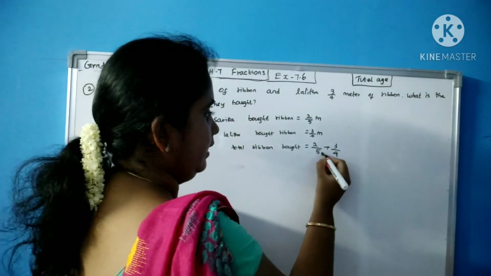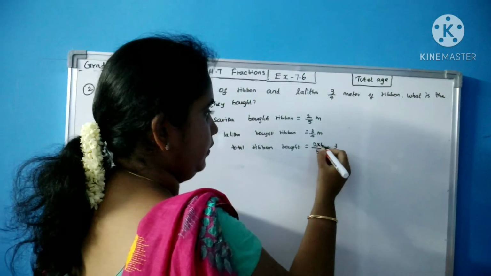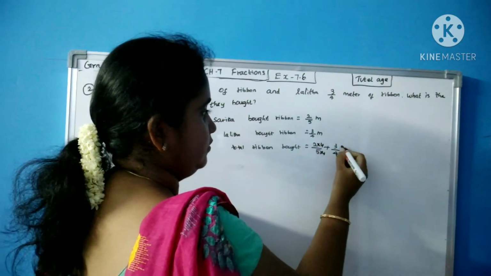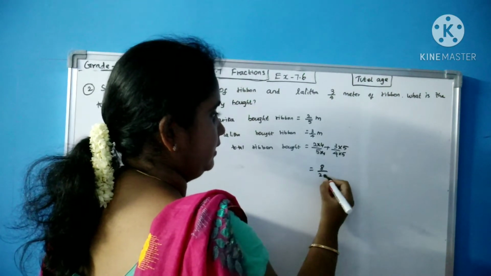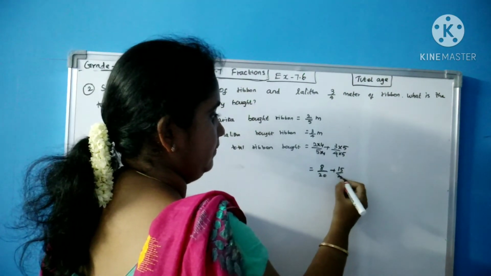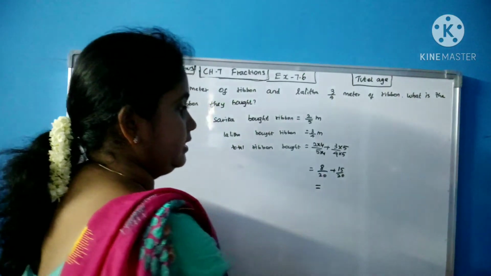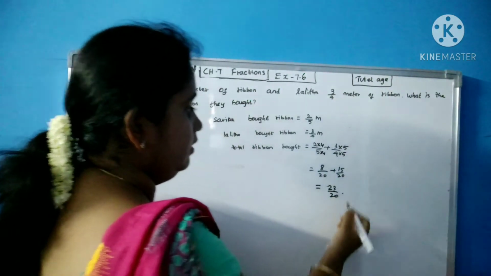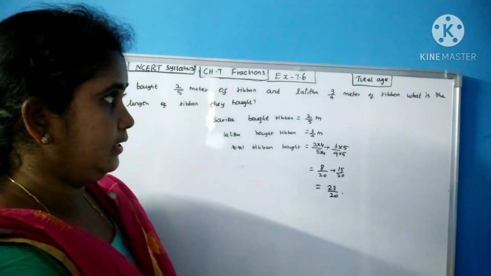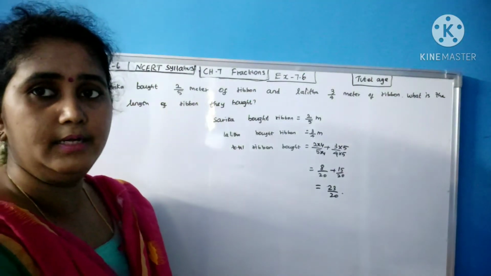5 4s are 20, so 5 into 4 gives you 20. 4 into 5 gives you 20. So 2 into 4, 2 4s are 8, divided by 20, plus 3 into 5, 3 5s are 15, divided by 20. 15 plus 8 is 23, right? 23 divided by 20 is the total meter bought by Sarika and Lalita.